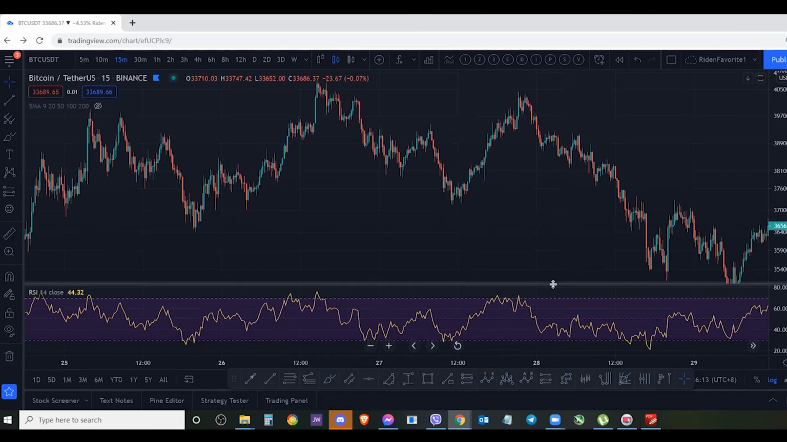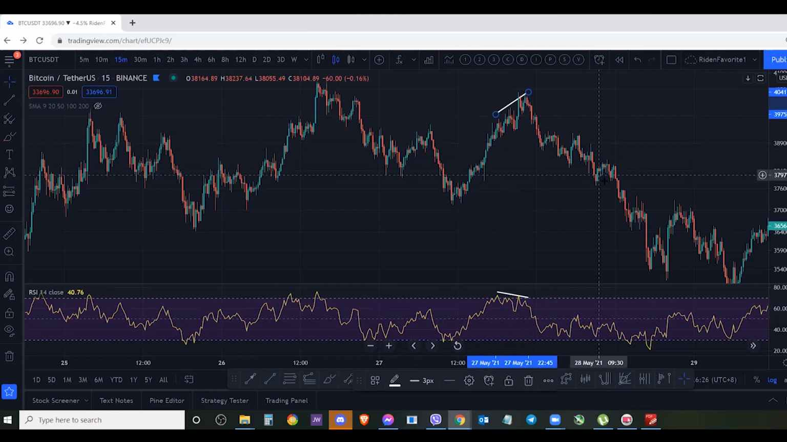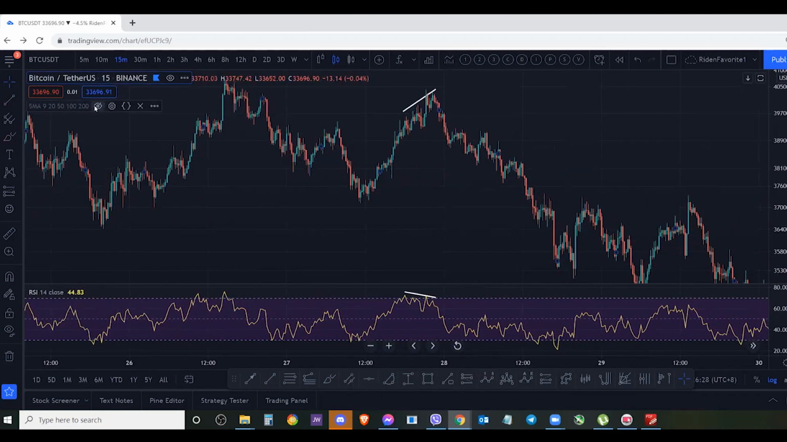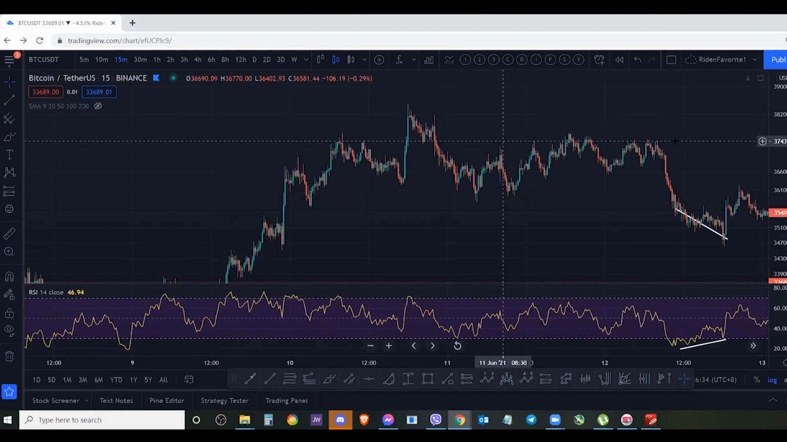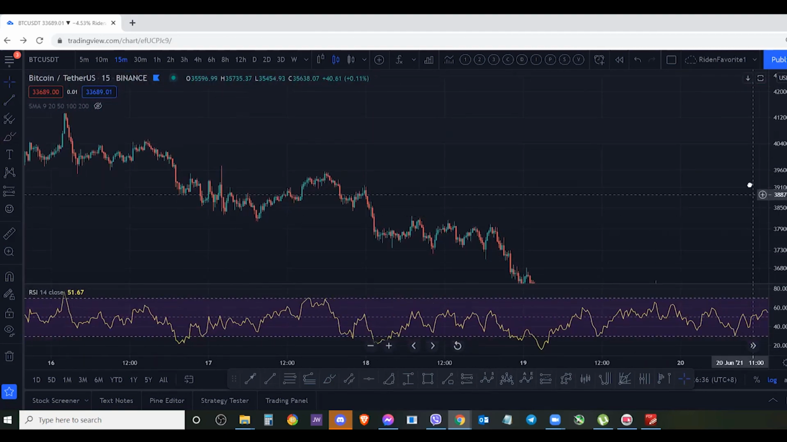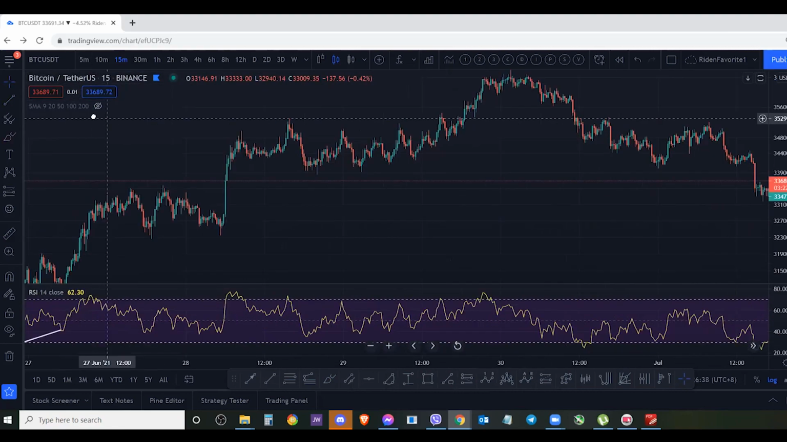So let's take a look here. So this one, it goes down and the price goes up, boom, and the price goes down. Okay, definitely. Okay, MA is there as well. So now we are clear with the RSI divergence.